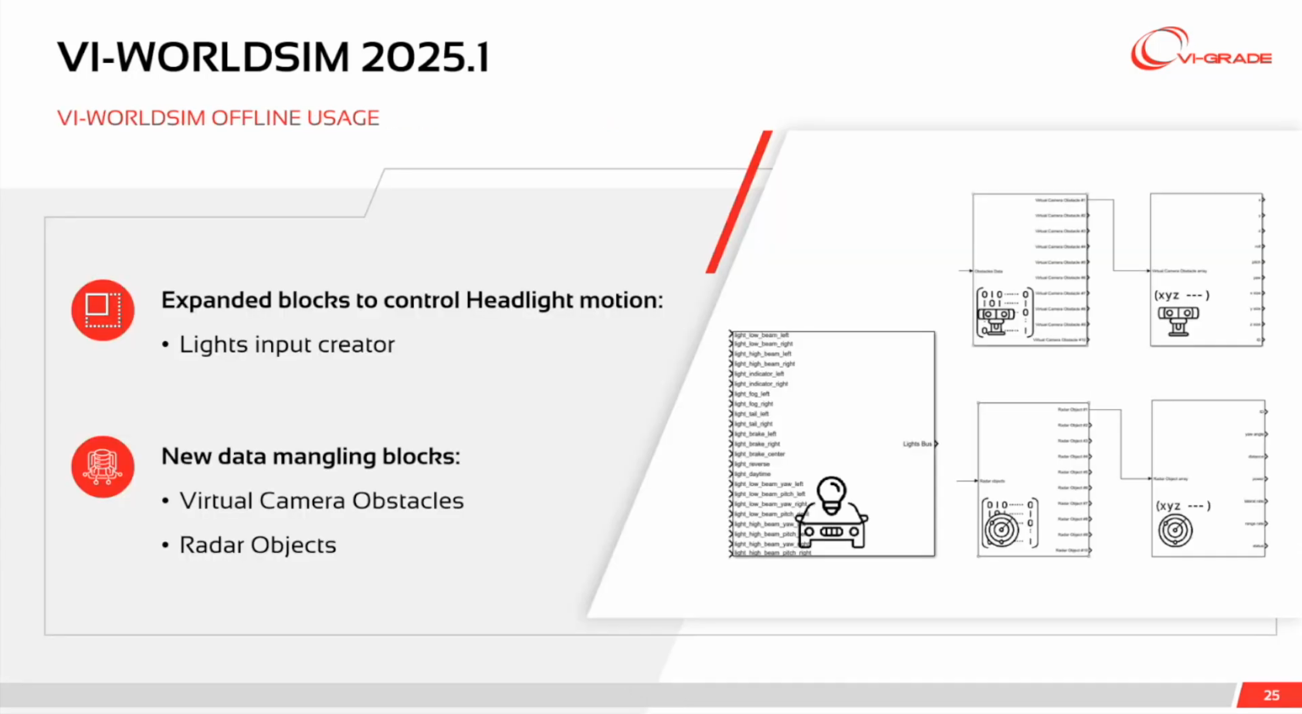And then finally, in offline mode, we have added a couple of extra Simulink blocks to be able to use within the offline definition for simulation. One is the feature that I talked about earlier, which was the headlight definition, and the other one is data mangling blocks, which basically allows you to demux the multi-attribute sensors, such as the virtual camera from obstacle perspective, or the radar objects where multiple objects are passed back within the packet, and allows you to unmangle those and access the objects individually.